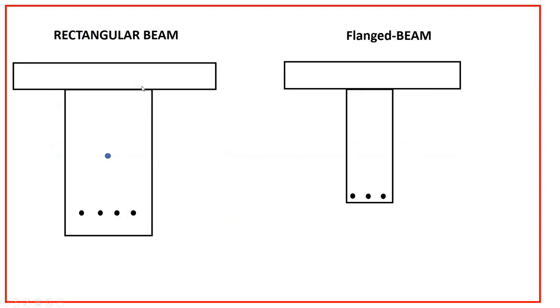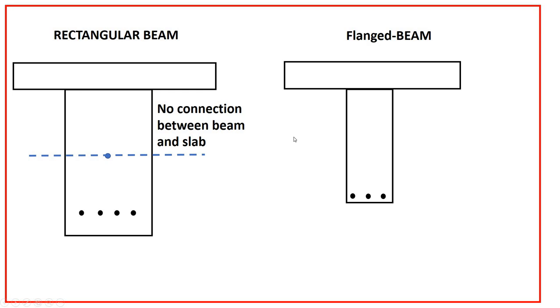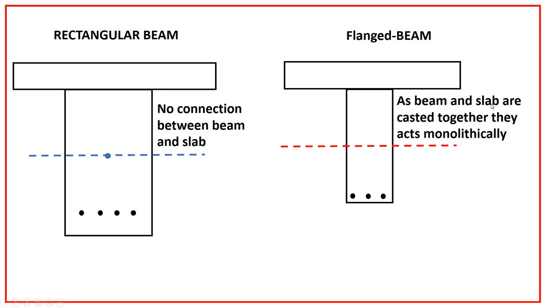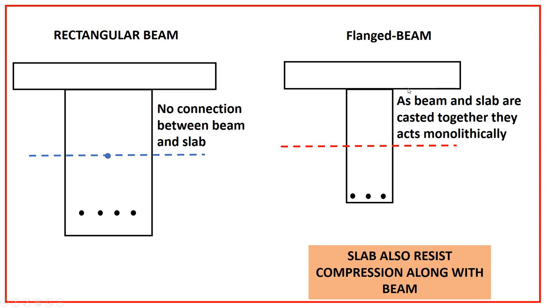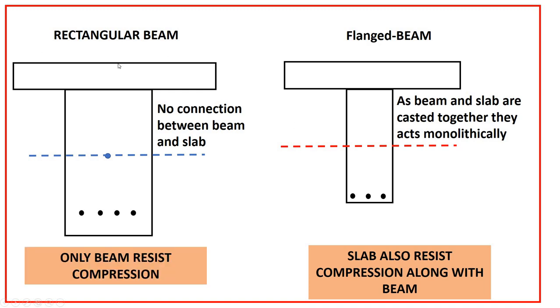Now let us see the function of the flange beam. Here this one is the neutral axis, and in this case there is no connection between beam and slab. In this case, as the beam and slab are cast together, they act monolithically, right? So here the top part is in compression, the bottom part is in tension. So flange beam also resists compression along with the beam, right? And in this case only the beam resists compression, right?